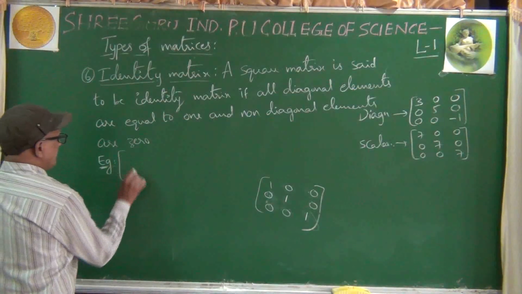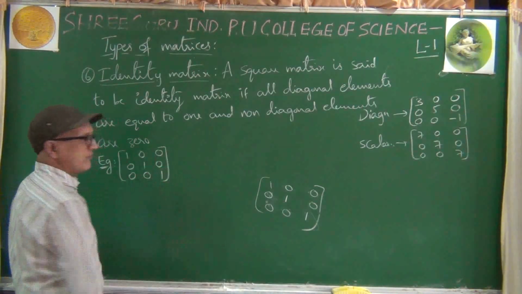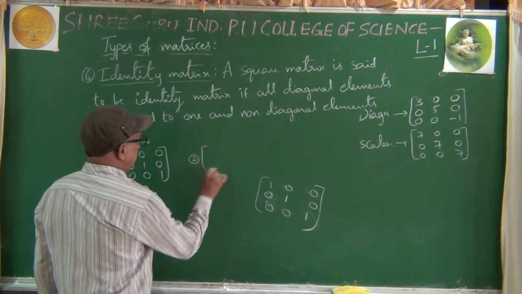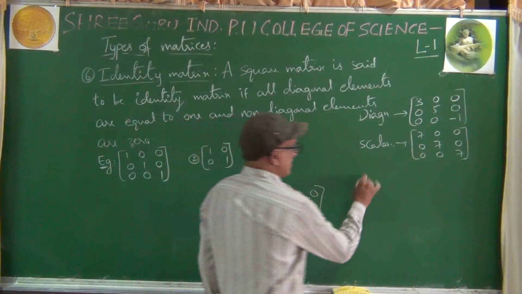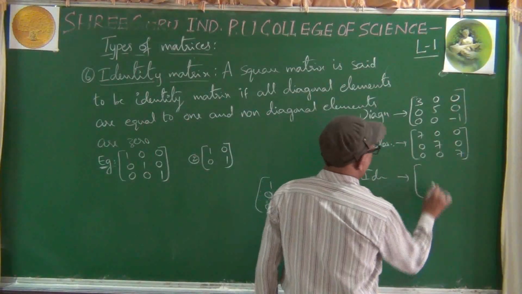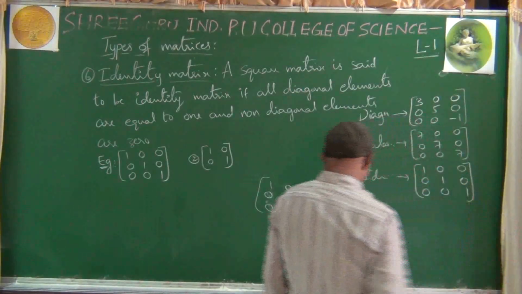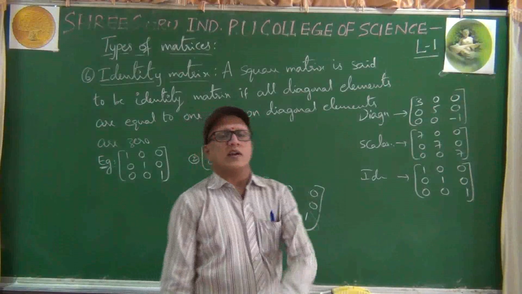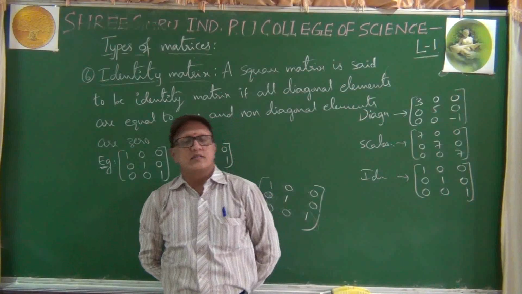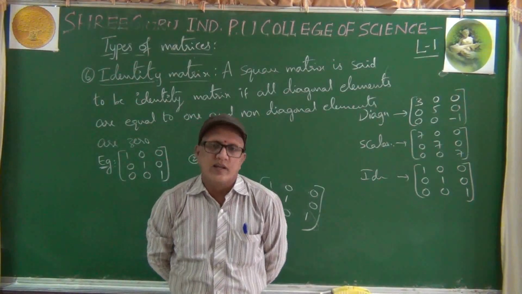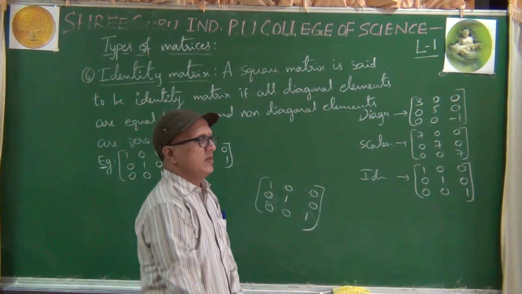Example: 1 0 0, 0 1 0, 0 0 1. Identity matrix example: 1 0 0, 0 1 0, 0 0 1. With the help of the example, you say, sir, example is there, please give marks. But the definition should be very clear. Definition should be in detail. It should be very detailed.